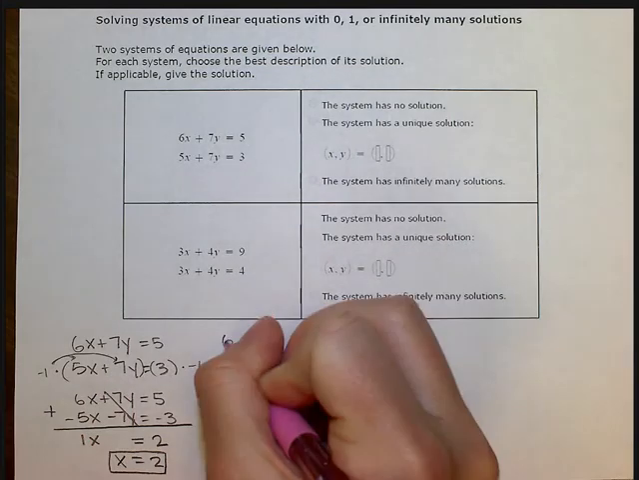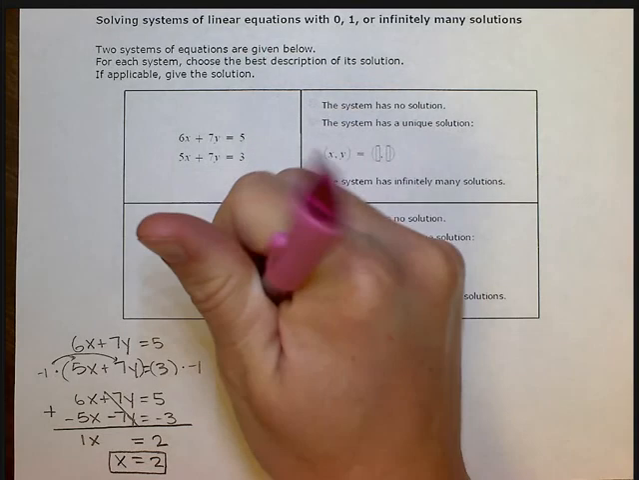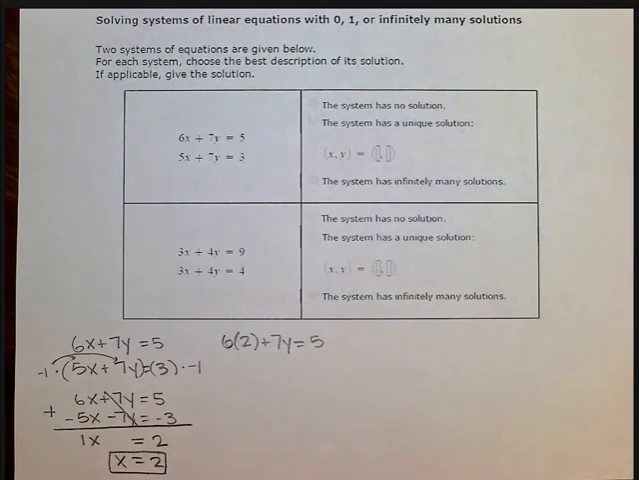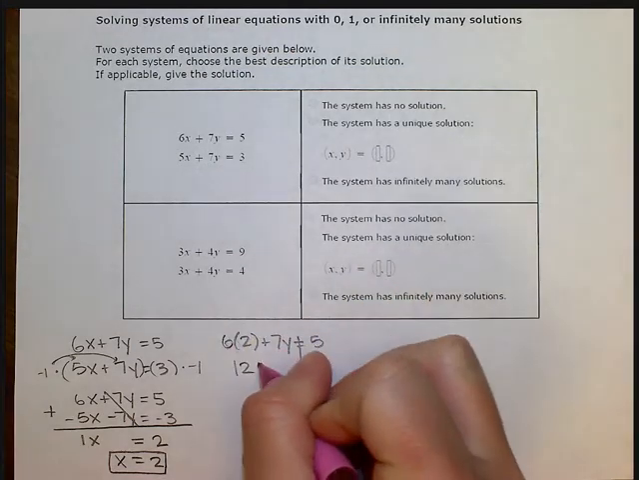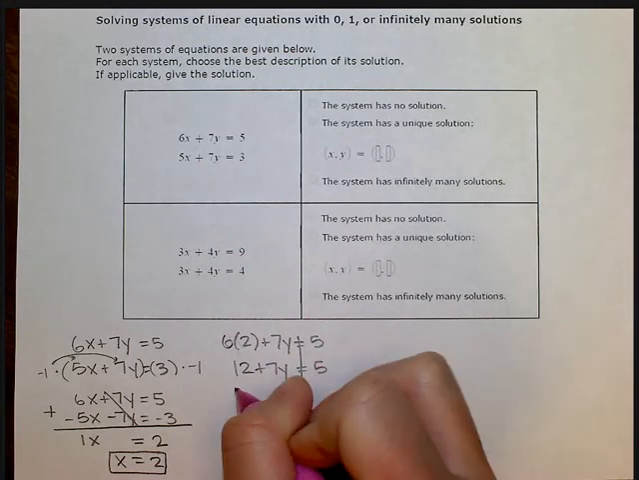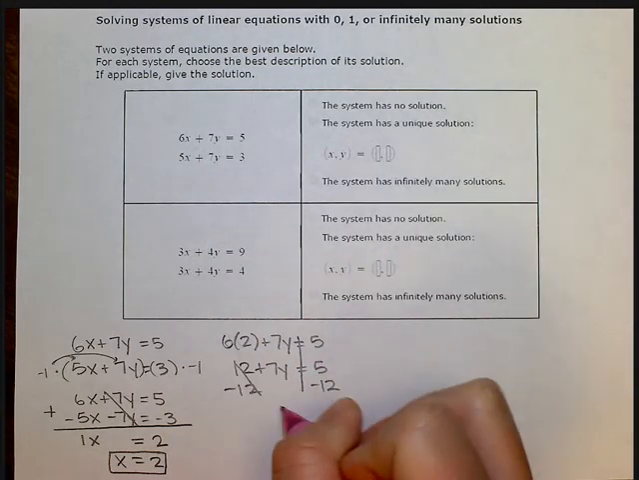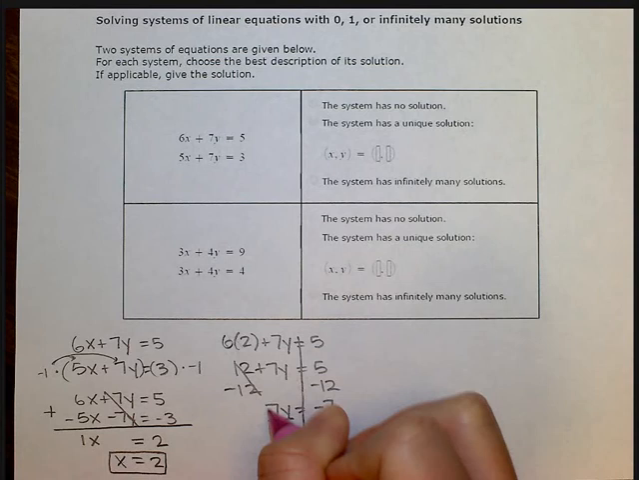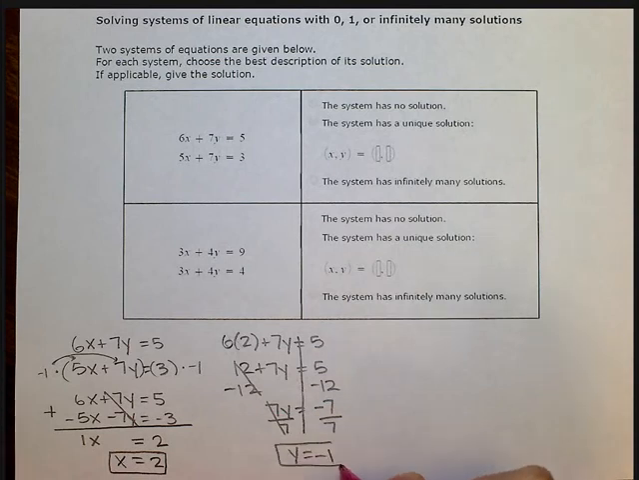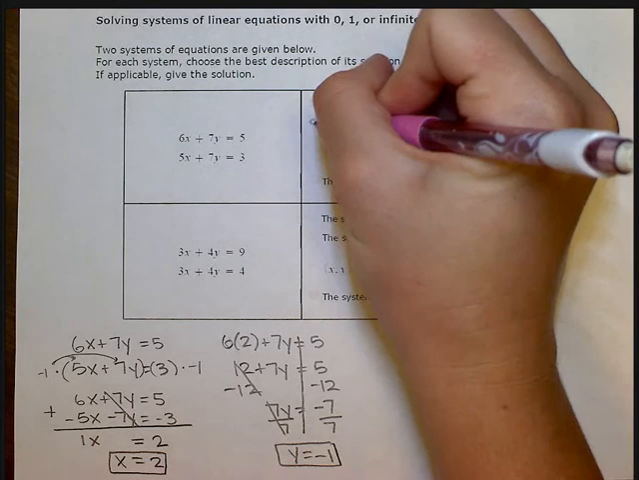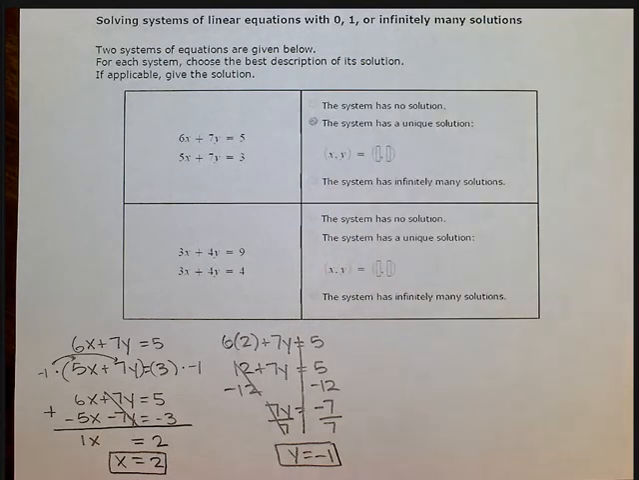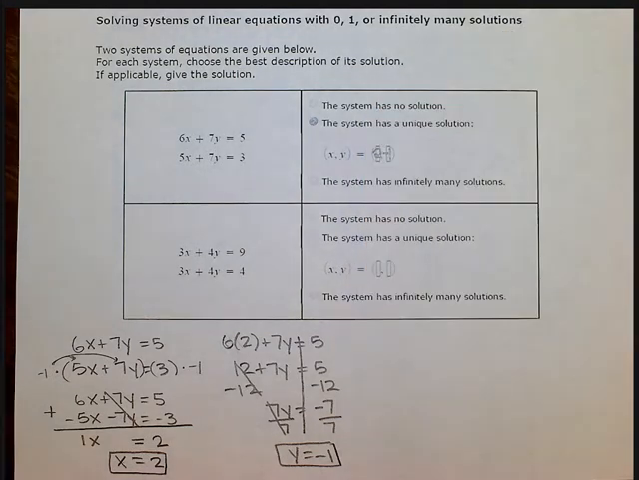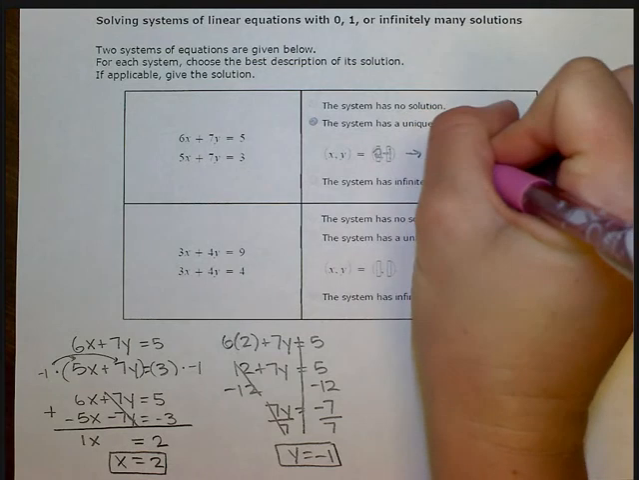So I have 6x, I have 6, but instead of x, I'm going to plug in 2, plus 7y equals 5. Now 6 times 2 is 12, so I have 12 plus 7y equals 5. Subtract 12 on both sides, so I have 7y equals negative 7. Divide by 7, y equals negative 1. So the correct answer to this is the system has a unique solution, and that solution is 2 comma negative 1. Well, that one's a little hard to see. I'll write it over here. 2 comma negative 1.